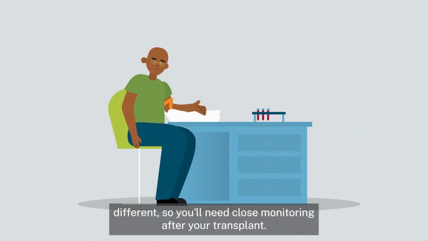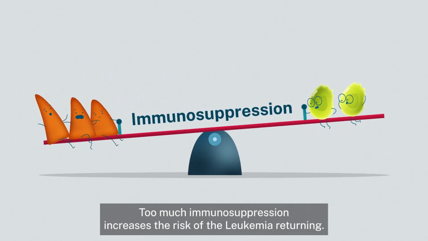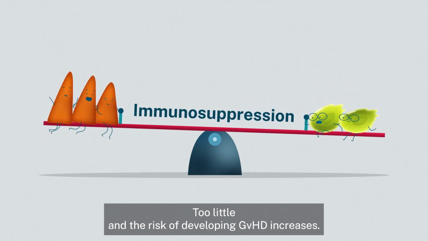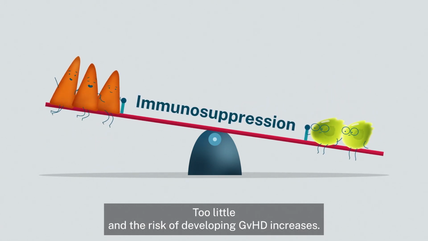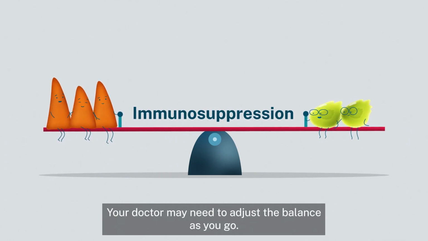Everyone is different, so you'll need close monitoring after your transplant. Too much immunosuppression increases the risk of the leukemia returning. Too little, and the risk of developing GVHD increases. Your doctor may need to adjust the balance as you go.